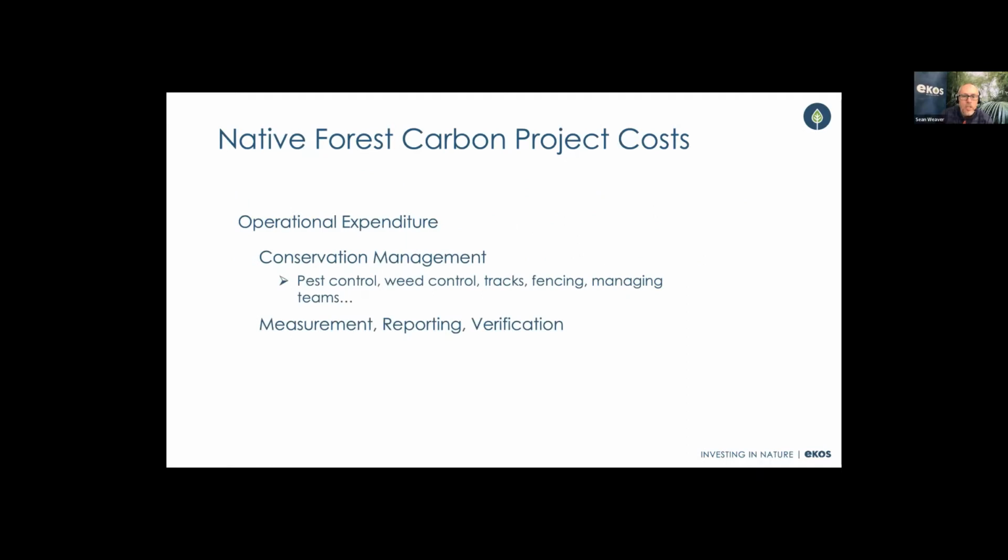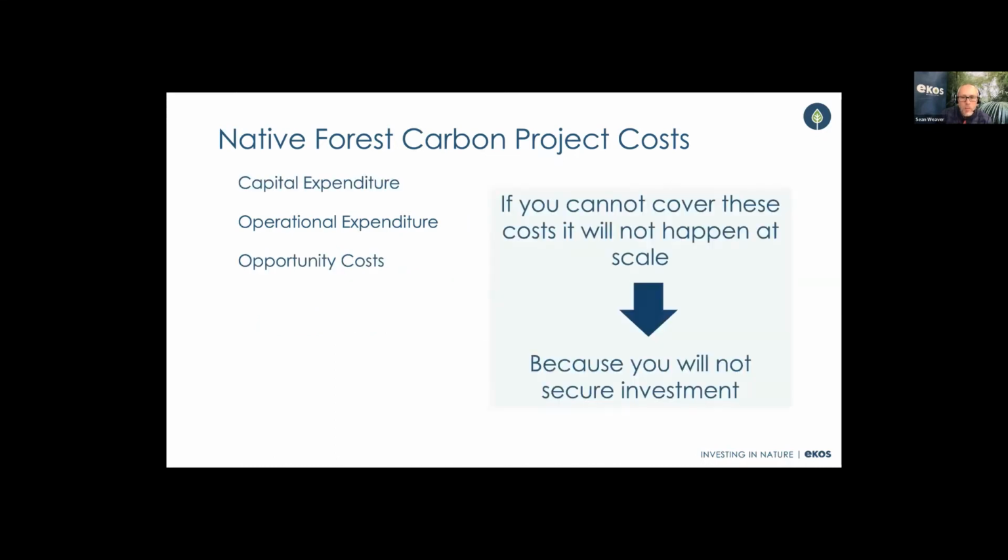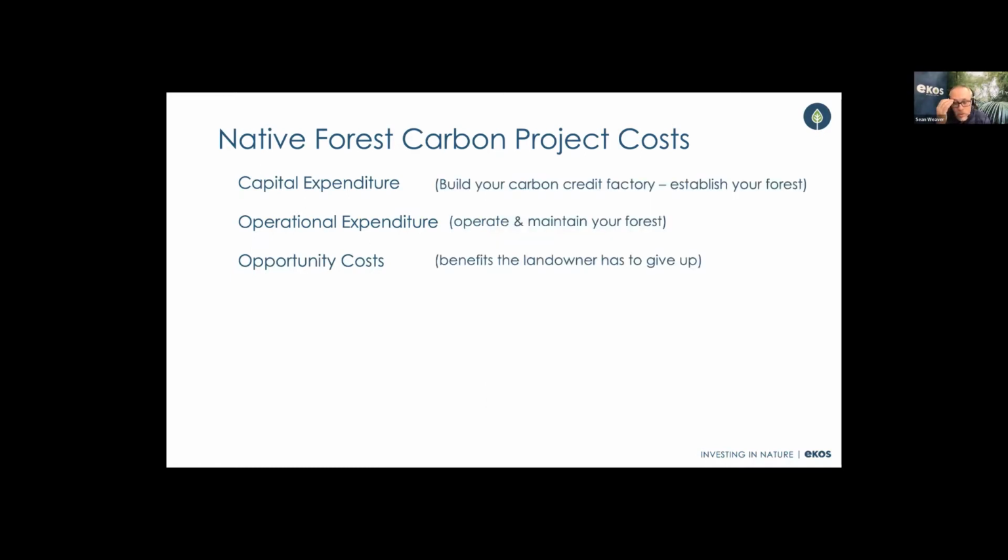If we look at the operational expenditure, then that's essentially conservation management, pest and weed control. And there's an element of, in some projects at least, measurement and certainly some reporting required for ETS registration. Opportunity costs are what the landowner has to give up in order to do conservation on their land.